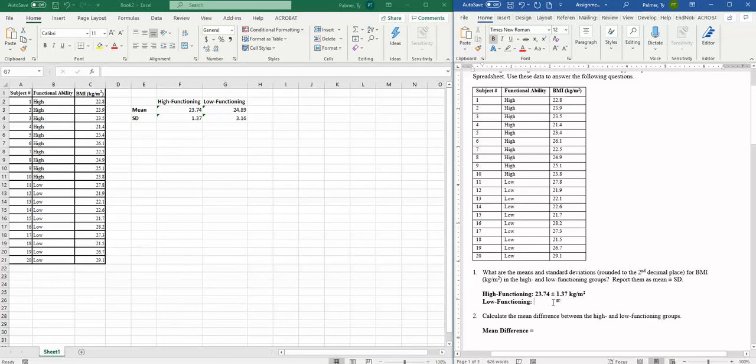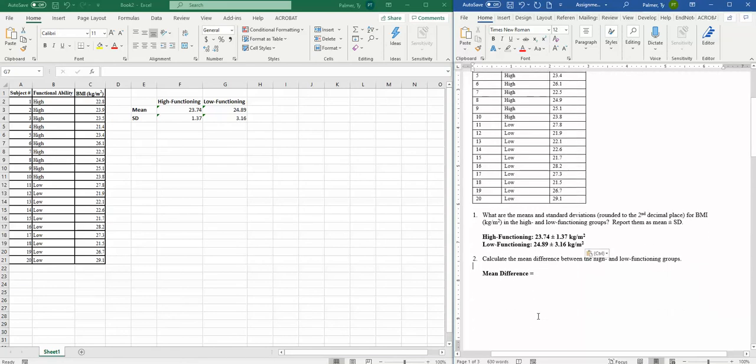Okay, let's do the same thing. Low functioning, let's report the mean plus or minus standard deviation. The low functioning mean was 24.89. Plus or minus standard deviation 3.16. Now I'll just copy and paste the units there, kilograms per meter squared. All right, cool. So now we've got the mean plus or minus standard deviation reported for BMI for both groups, the high functioning and low functioning groups.